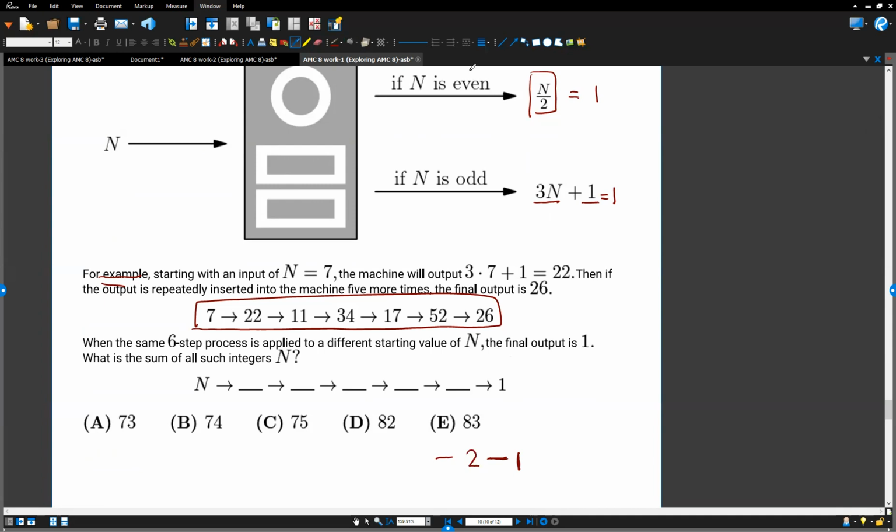Now we got the number 2 over here. What happened right before this number? n is 4, isn't it? n is 4. The next one over here, minus 1, n is 1/3. That is not an integer. That is not working. Only number 4 is available.